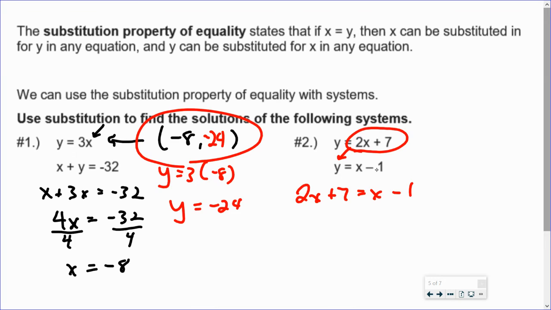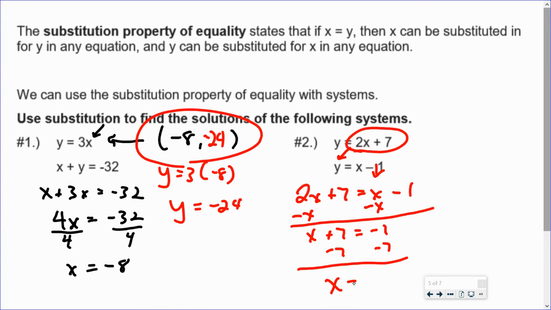So I always pick on the x's, and I always choose to move the smallest one. So I'm going to move this x, and I'll subtract it from both sides. So I get x plus 7 is equal to -1. Okay, good. So I got the x's on the left. Now let's get rid of this 7. So let's subtract 7 from both sides. X is -8.